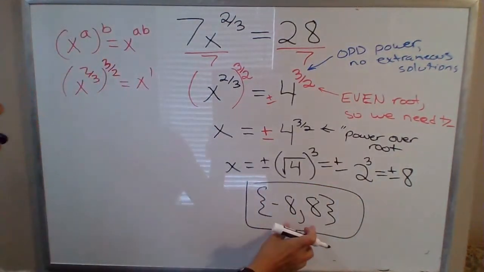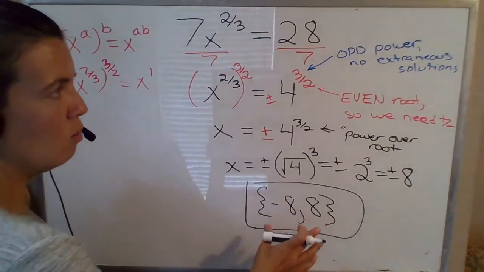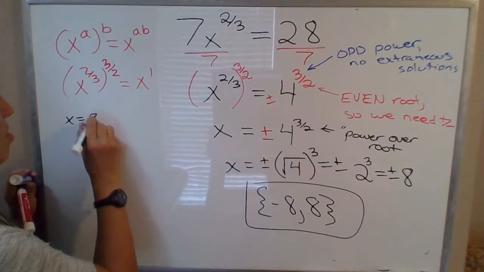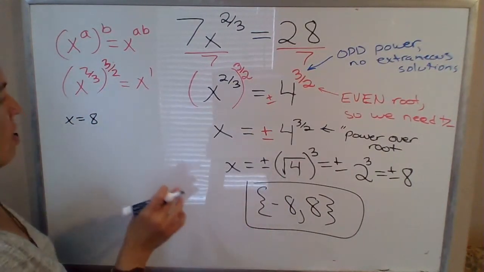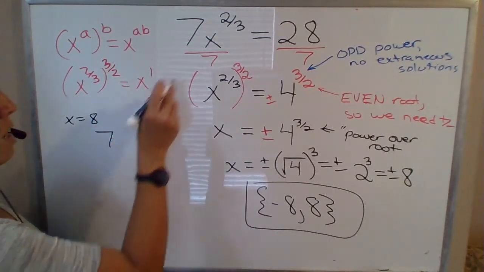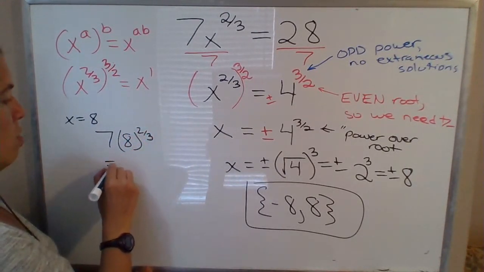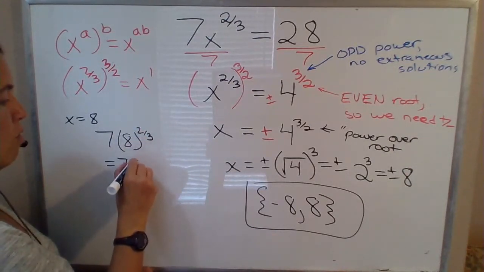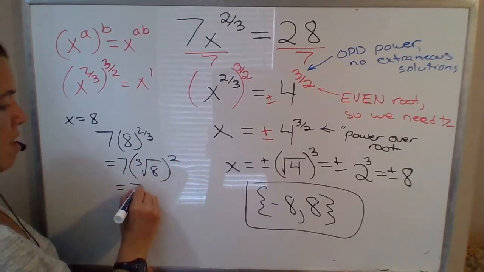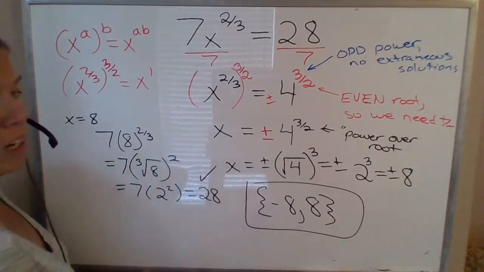Both of those values will satisfy this equation. You don't have to check, I don't require that you guys check, but let me just point out, just to demonstrate, because the method here I know is a bit tricky. If x equals 8, we want to verify that this works. 7 times 8 to the 2/3 power would be 7 times power over root. So this is the cube root of 8 squared. The cube root of 8 is 2, and when you square it, you get 4. So we do get 28.